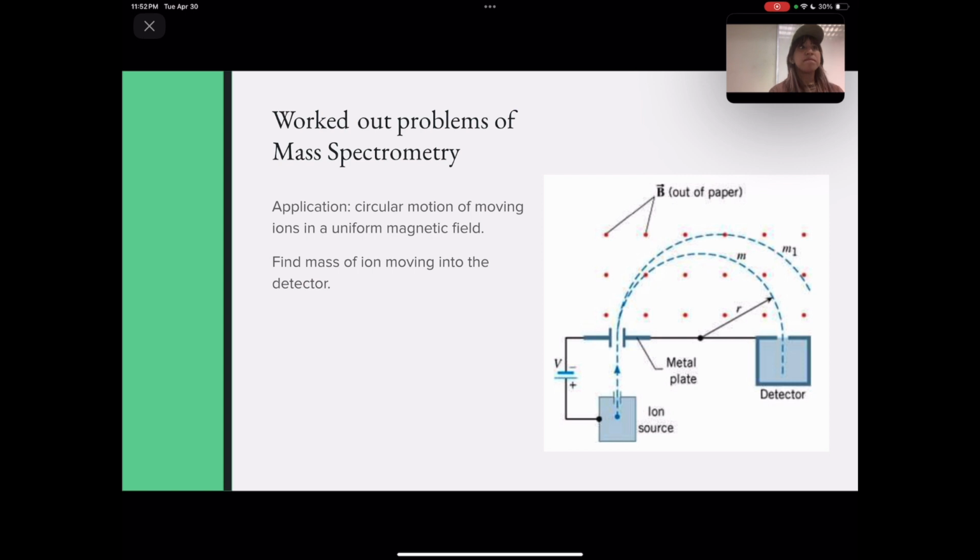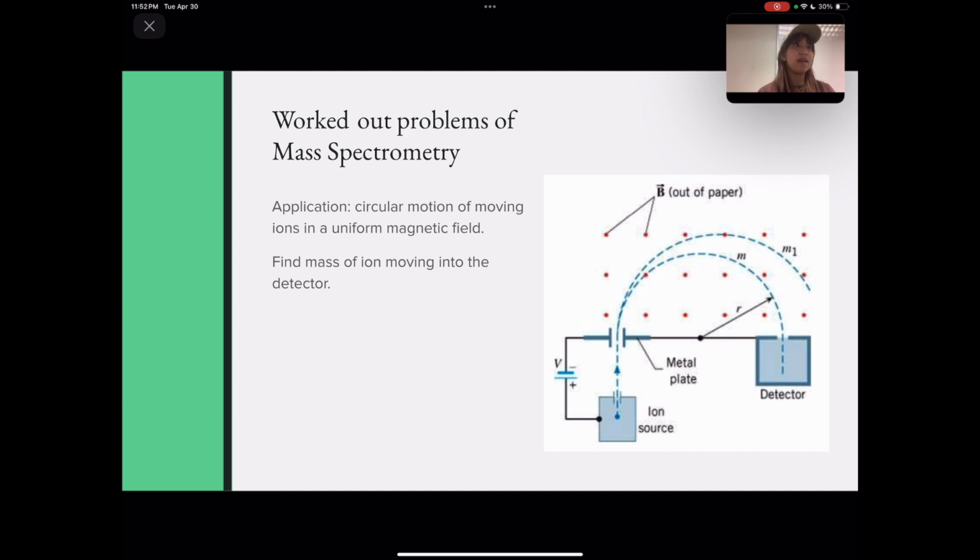So we have some worked out problems for you for the mass spectrometry to better understand how this works. This can be done in a more chemical type of way, but we're going to do it in a more physical type of way for the sake of this project. So for our first application, we have the circular motion of moving ions in a uniform magnetic field. Find the mass of an ion moving to the detector.